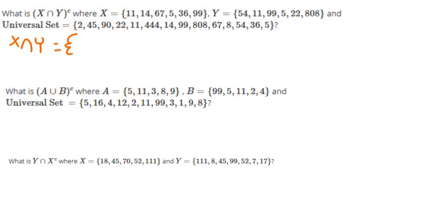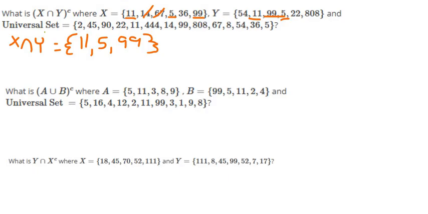So I'm just going to start with the first element, 11. Well, I see 11 over here, so I'm going to write that down. Is 14 in y? No, so I'm going to cross it off. 67 is not in y, so I cross that off. 5 is in both, so I'll write that down. And then 36 is not in y, and 99 is also in y. So we got 3 elements here that are both in x and y. Sorry about the bad job with my symbols.